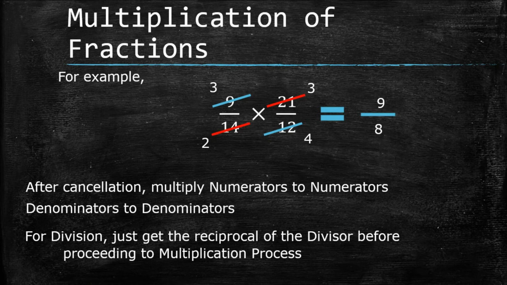Now for division, you just need to get the reciprocal of the divisor, or the second fraction, before moving to the multiplication process. Reciprocal is the process of reversing the position of the numerator and denominator.